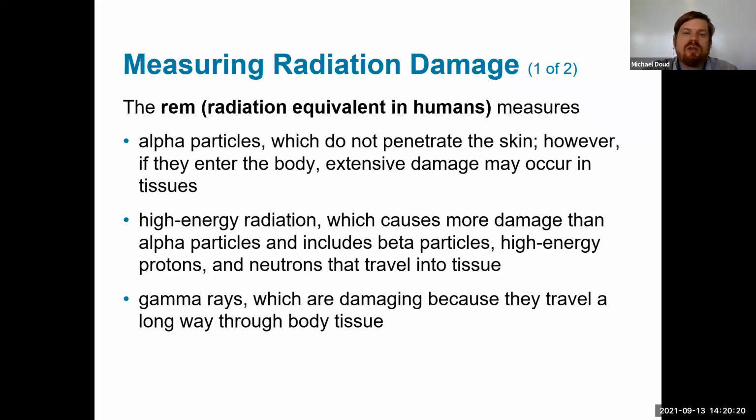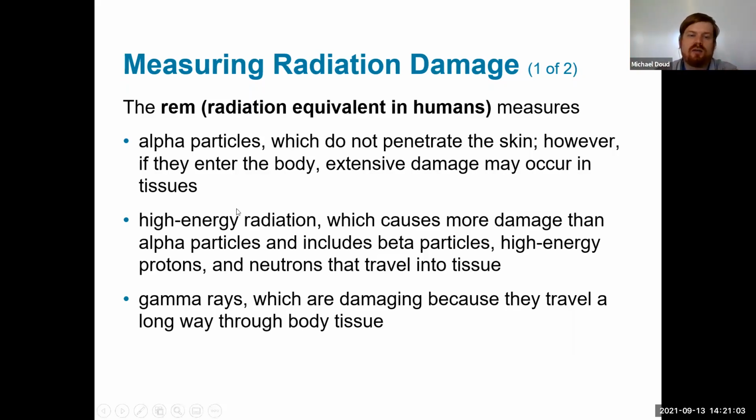So the REM is going to measure basically the following. Alpha particles in the exterior environment don't really affect the body, because alpha particles can be stopped just by the layer of dead skin on the outside. So alpha particles aren't a problem until they get into your body. Once they get into your body, they can cause extensive damage to your tissue. And this is why alpha emitters can be used as deadly poisons, like polonium has been used as a poison before. That's because if you take polonium in, it emits alpha particles that then cause your organs to shut down.